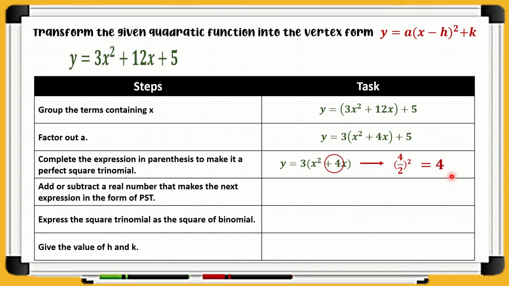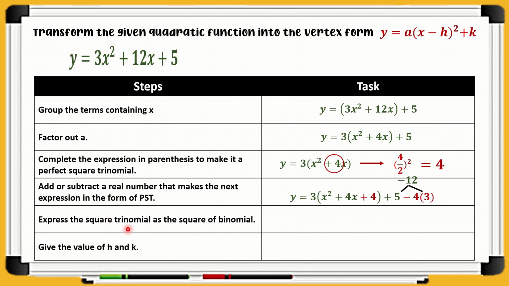So meaning, I'll add positive 4 inside the parentheses and subtract it from the constant term. So we have 3 times (x squared plus 4x plus 4) plus 5 minus 4 times 3. The same as example number 2, we need to multiply the value of a to the obtained real number in step 3. So I need to multiply 3 times 4. Therefore, we will do the same to the other side by multiplying 3 to our negative 4. Negative 4 times 3 is equal to negative 12.